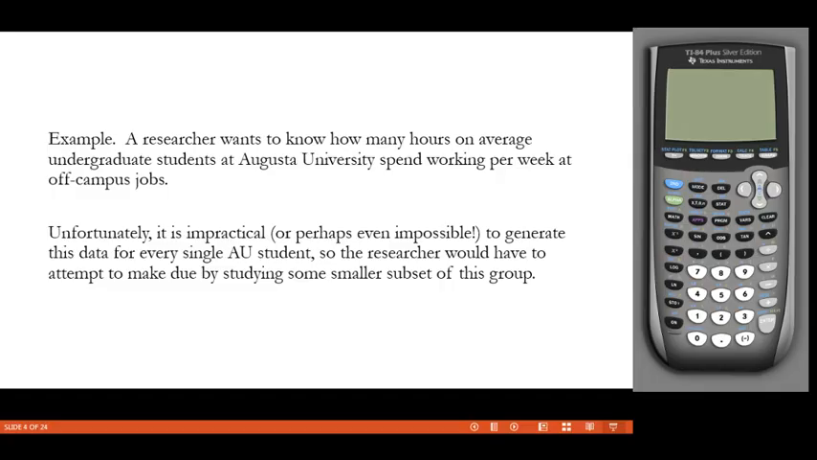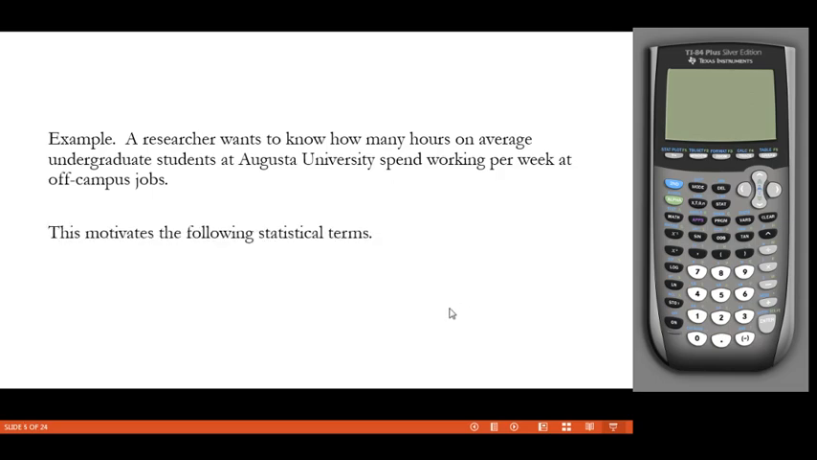Now, one big problem is it's going to be very difficult to actually get this data for every single Augusta University student, given that there are about 8,000 students at our university. And so the common problem in statistics is that we'll have to try to get an accurate result and only study a much smaller group of students. So with that in mind, here are some terms that will show up many times during the course of the semester.